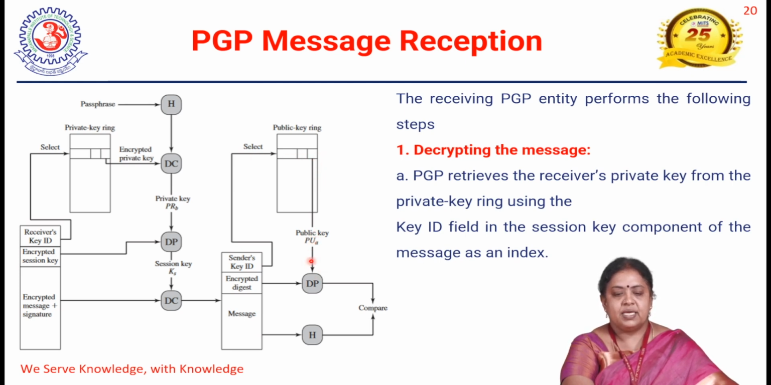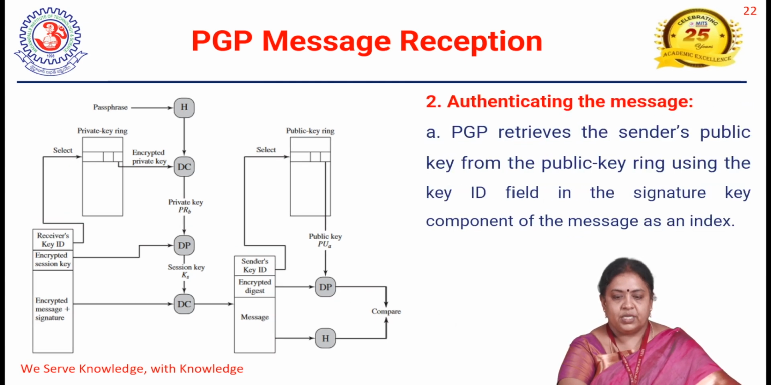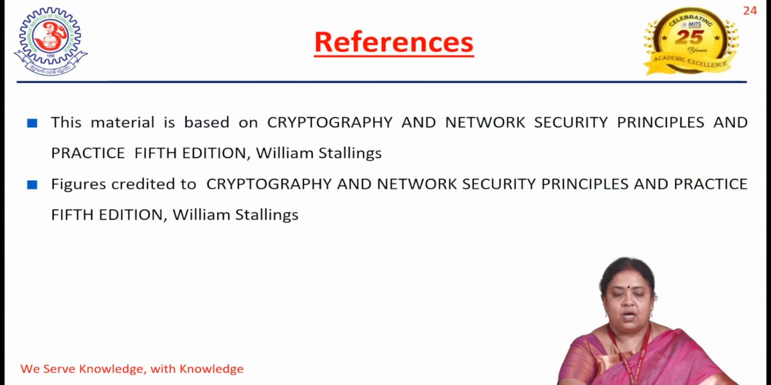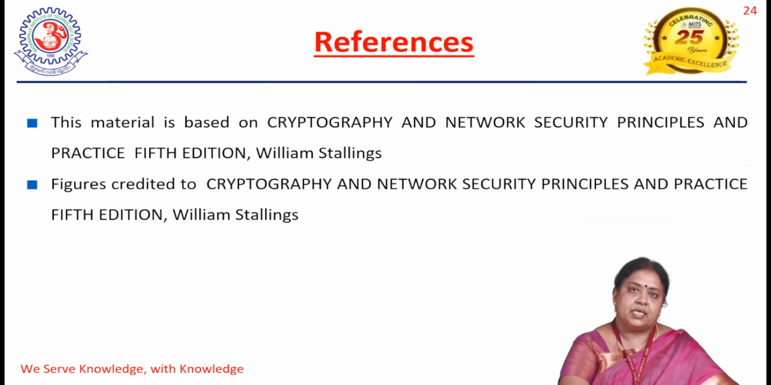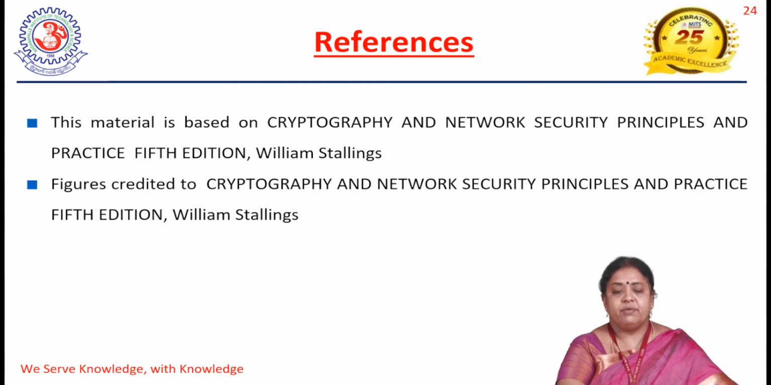That sender's public key is used for decrypting the digest, that is the hash code. Then this plain message is given to the hash function in order to generate the code. When this is calculated, if the decrypted digest is equal to the calculated hash code, then only the message is considered as authenticated, and it ensures the integrity. It is valid. That is the procedure that PGP is going to follow. Authenticating the message and how it is going to follow, that is the generation process and the receiving process also.